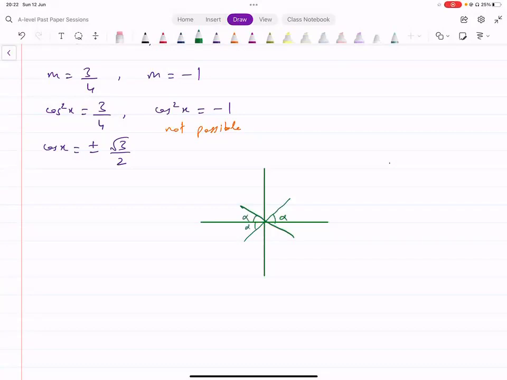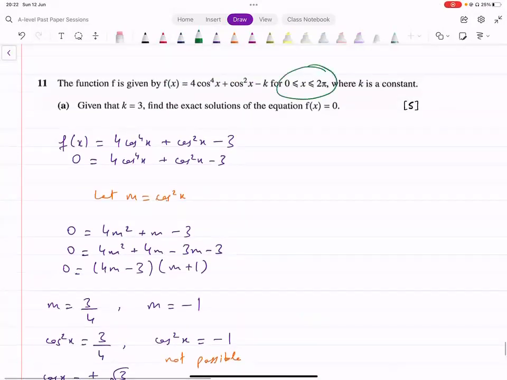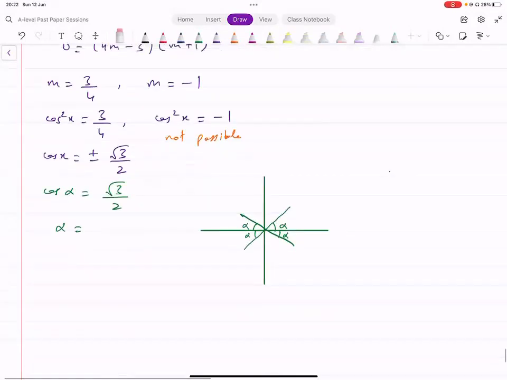Let's find the basic angle alpha. And then once we have that, we can write down 4 angles from that. Cos alpha equals square root of 3 over 2. Let's figure this out. Remember, we are using radians here, so your calculator should be in the correct mode. Cos inverse of square root of 3 divided by 2.